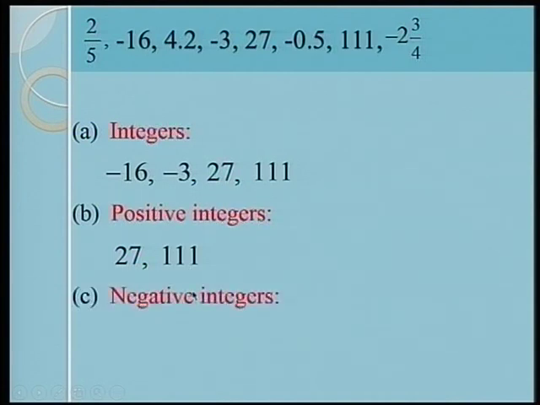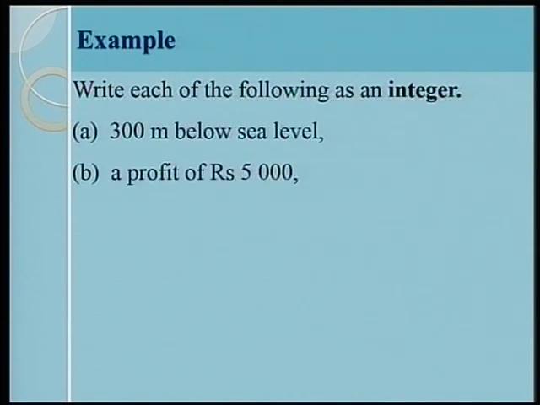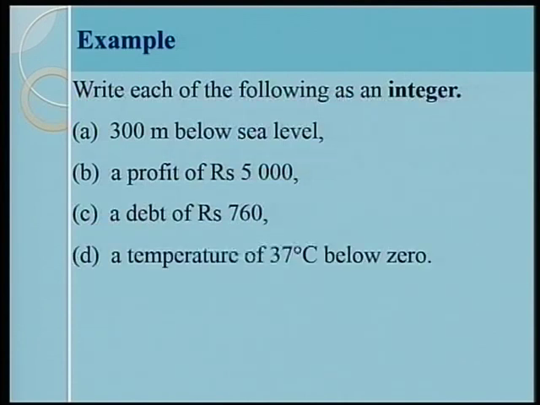The solution for negative integers, well, students, -16 and -3, these are the negative integers that we will add to the list. Let's have a look at another example where we need to write the following as an integer. 300 meters below sea level, a profit of 5,000 rupees, a debt of 760 rupees, a temperature of 37 degrees Celsius below zero. We have a look at the solution.